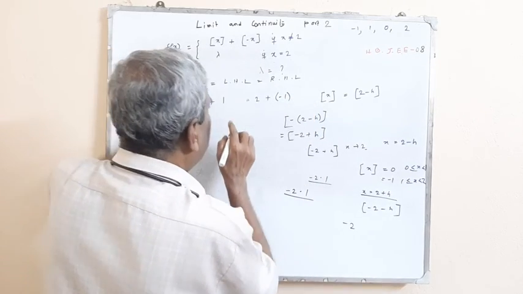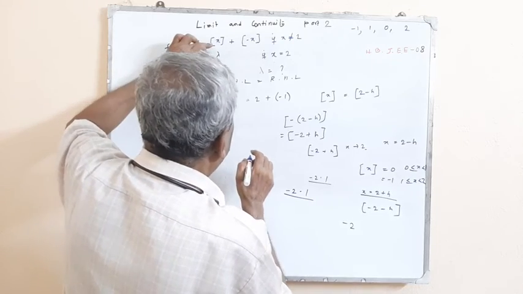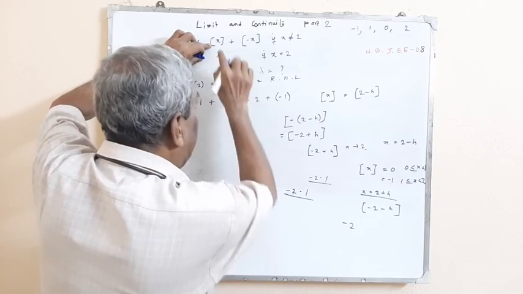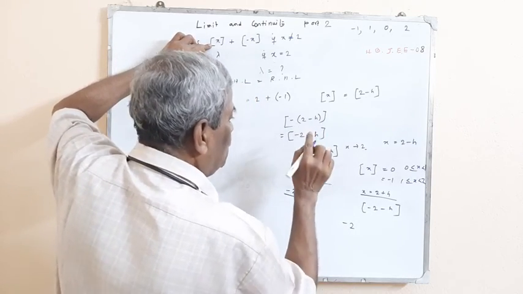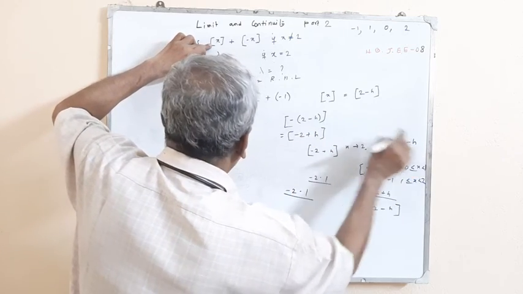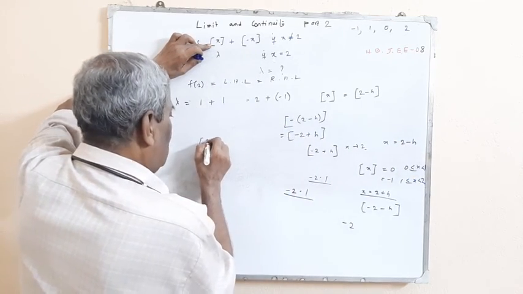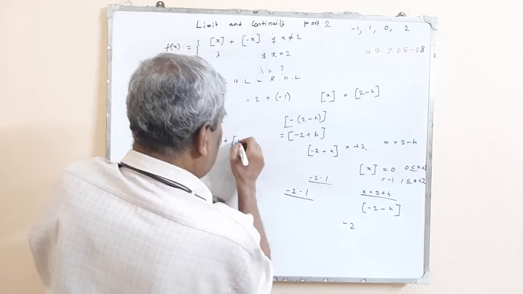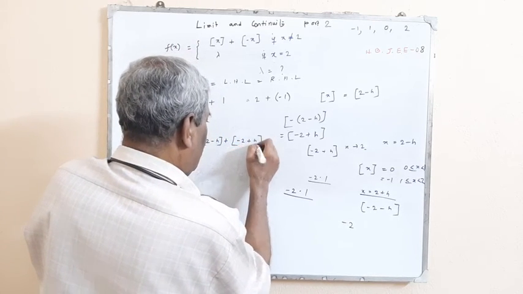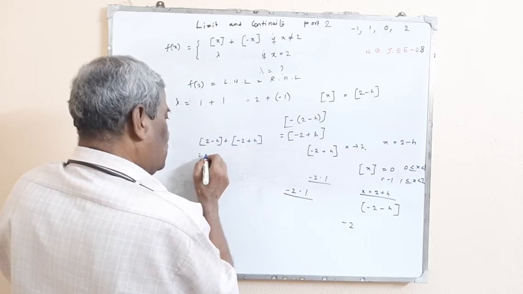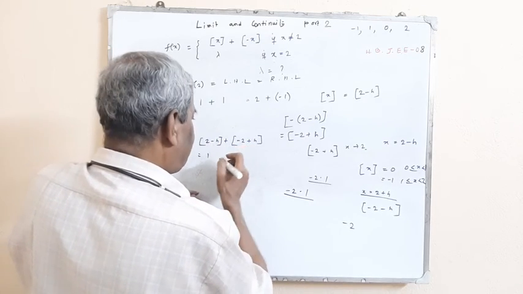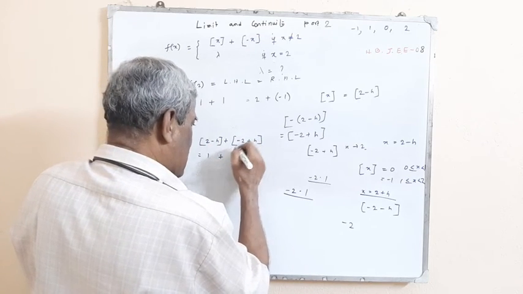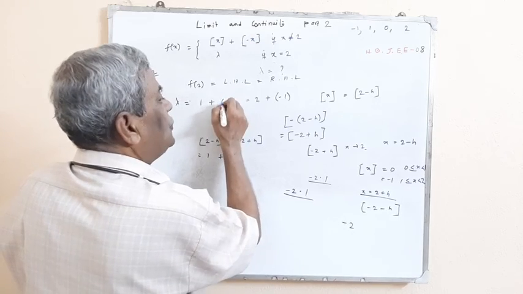and left hand limit, once again I am discussing left hand limit. The box of x, x is actually equal to 2 minus h. So box of 2 minus h plus box of minus, means minus 2 plus h. So that it is equal to less than 2, so 1, and it is less than, so it is actually 0. So that this is 0.